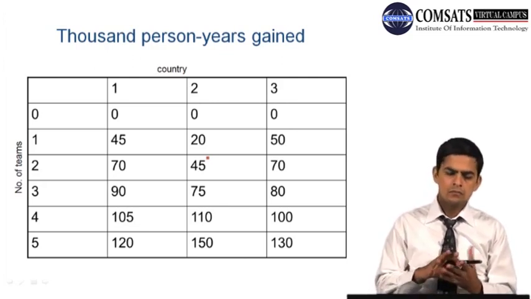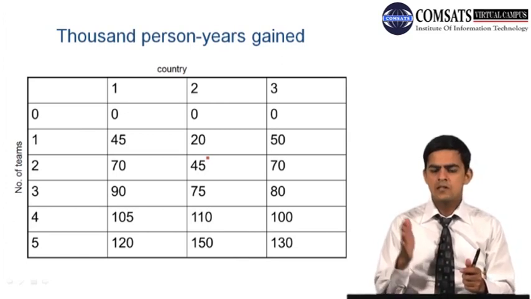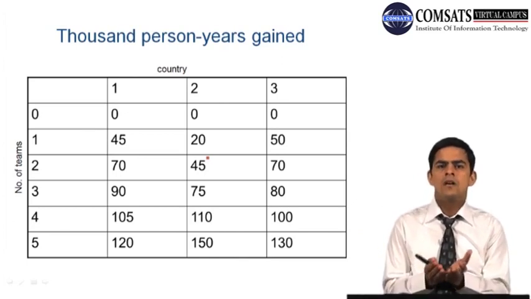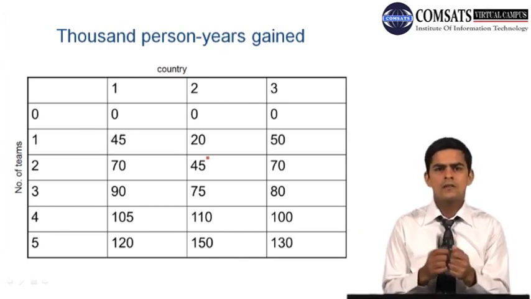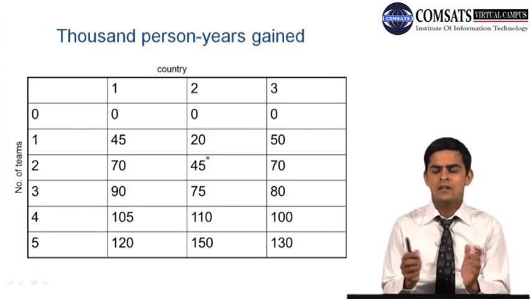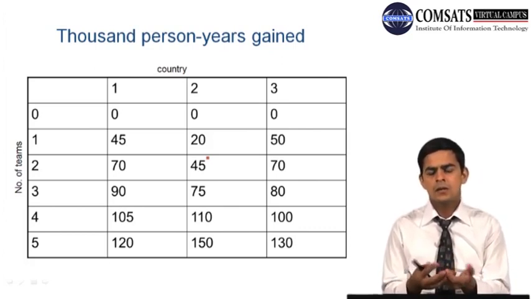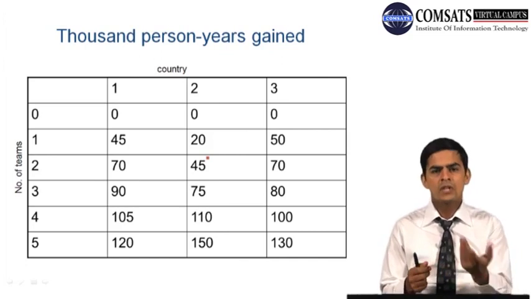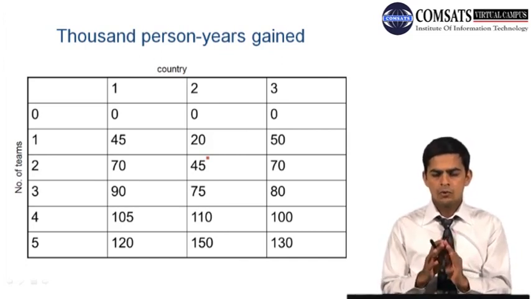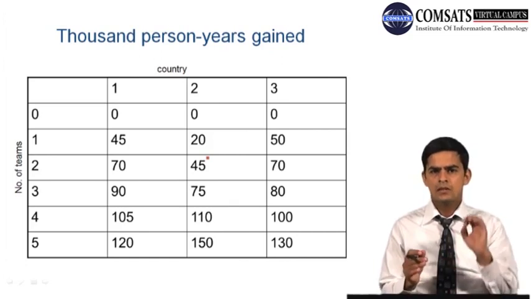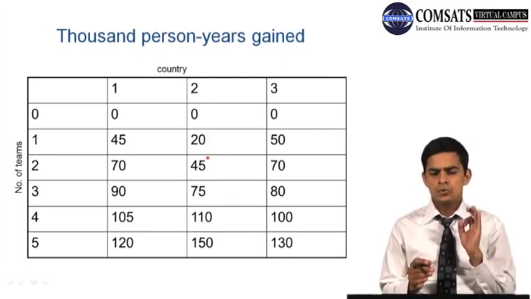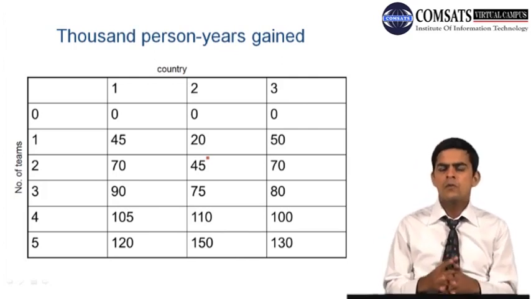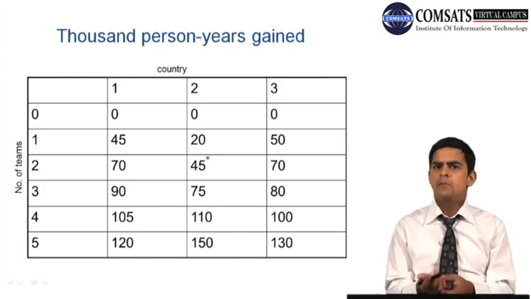So what is the number of teams you should send to country 1, country 2, country 3, so that the total lives saved are maximum? This is not a very simple problem. You are talking about saving lives, right? So this is not something we can ignore, okay? So you want to send the optimal number of teams to each country, so that the number of lives saved is maximum, okay?